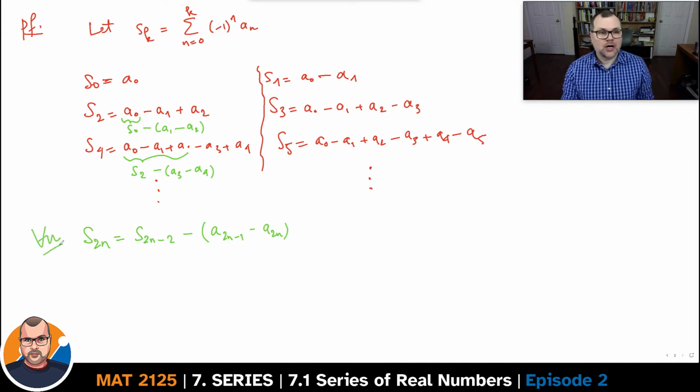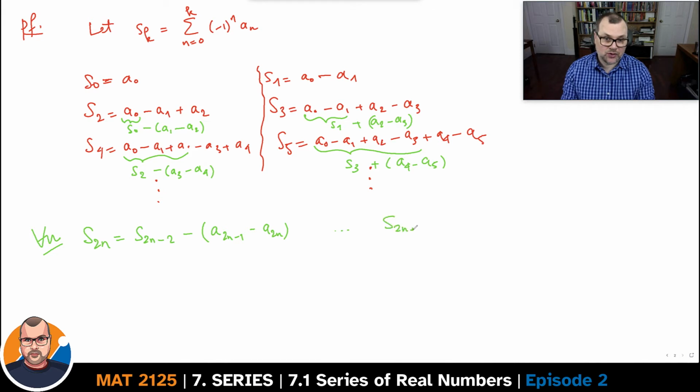If you look at the odd index partial sums, you get something of a similar nature. S1 is A0 minus A1, great. Then we have S3 as A0 minus A1, which is S1, and now we have a plus term here, plus A2 minus A3. S5 would be S3 plus A4 minus A5. And again, by induction, in general, you can show that S_(2n+1) would be equal to S_(2n-1) plus A_2n minus A_(2n+1) for every n.